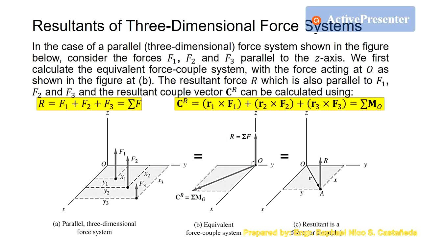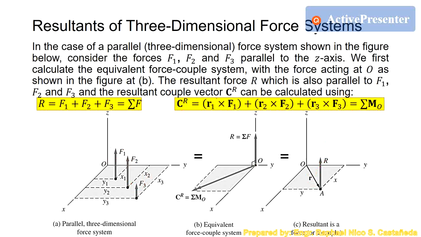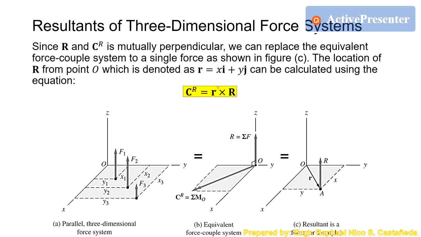Remember that in this particular figure, the couple has only X and Y components. There will be no Z component because the forces are parallel to the Z axis, so there will be no moment effect on the Z axis. Basically, this is a two-dimensional couple in the X and Y directions. Since they are perpendicular to each other, we can replace this system with a single force which is not located at point O. To calculate r, we apply the couple resultant equals r cross R, using the formula right here. This is the formula I mentioned to get the value of r.